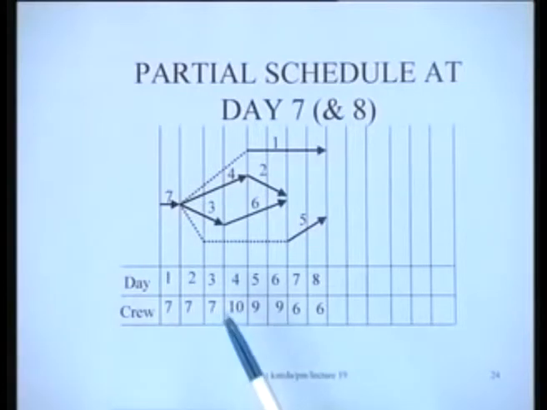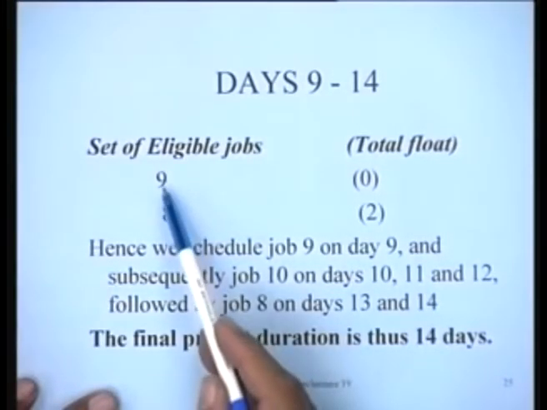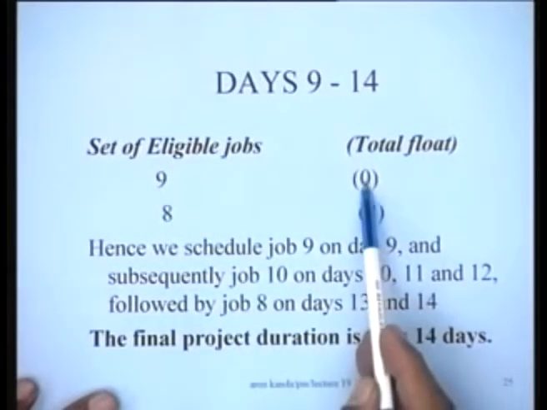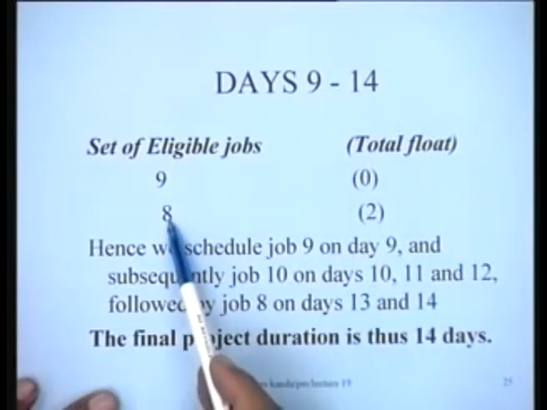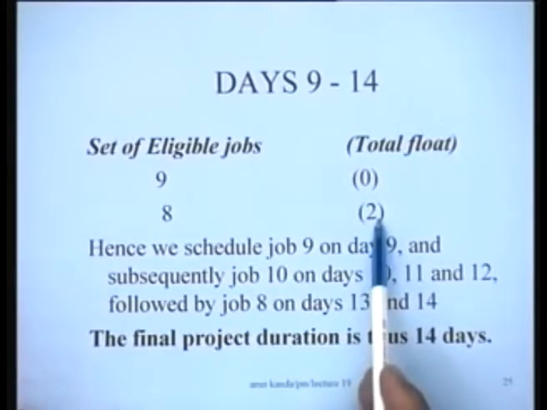So when you go to day 9, what happens? Let us see what happens at the end of day 9. On day 9, the 2 jobs which are eligible are number 9, which is now a critical job with a project duration of 12, and job number 8, which has a total float at this time of 2. If you recall, job number 8 was a successor of job number 1, but at this stage therefore it has a total float of 2 with this.